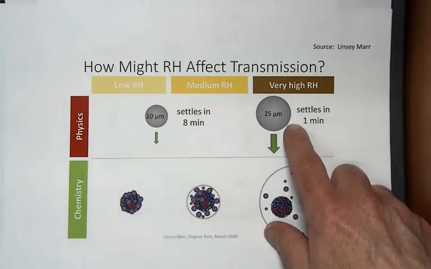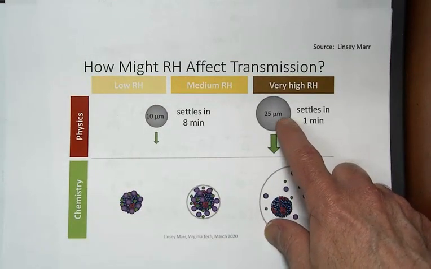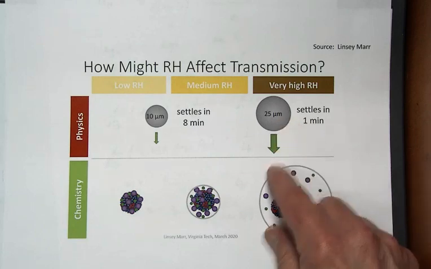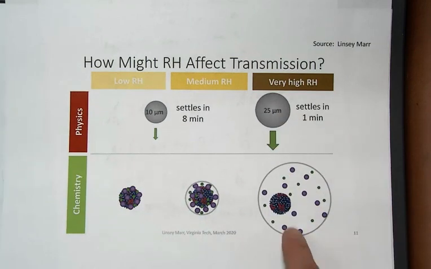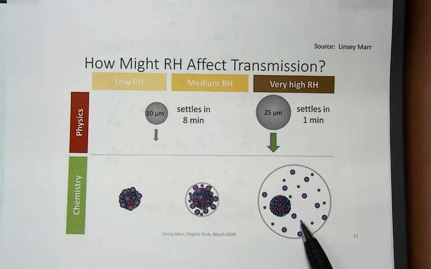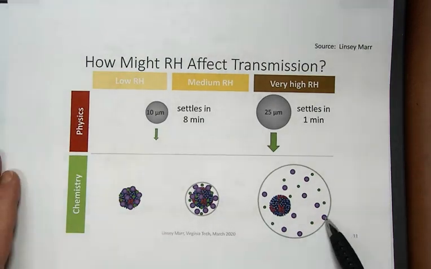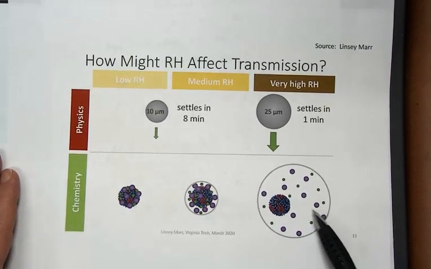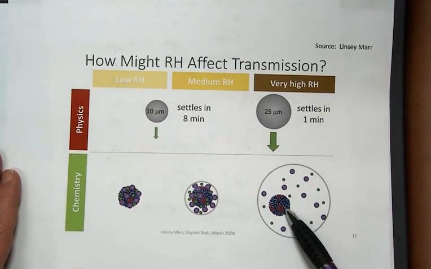So in very high relative humidity, it's not going to shrink much. It'll have a fast settling velocity, shrink in 1 minute. From a chemical composition standpoint, you're going to have a lot of water, which is shown by the clear section. And then you're going to have other substances of respiratory fluid, which might be proteins, what else would be in there? Maybe some lipids, and then your viral particle.